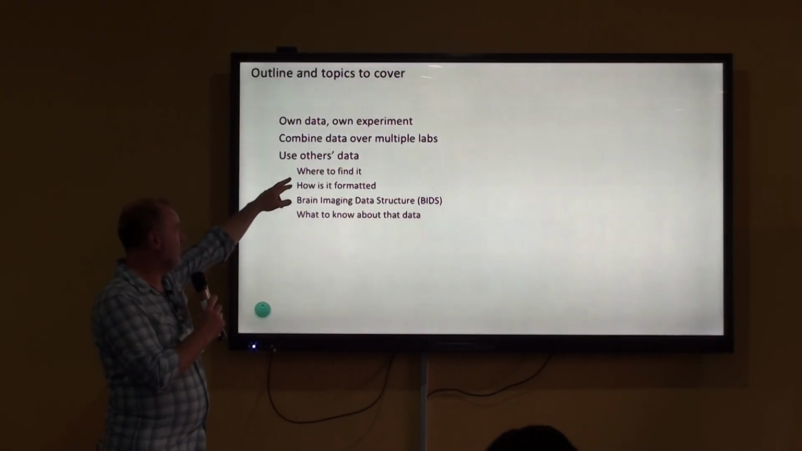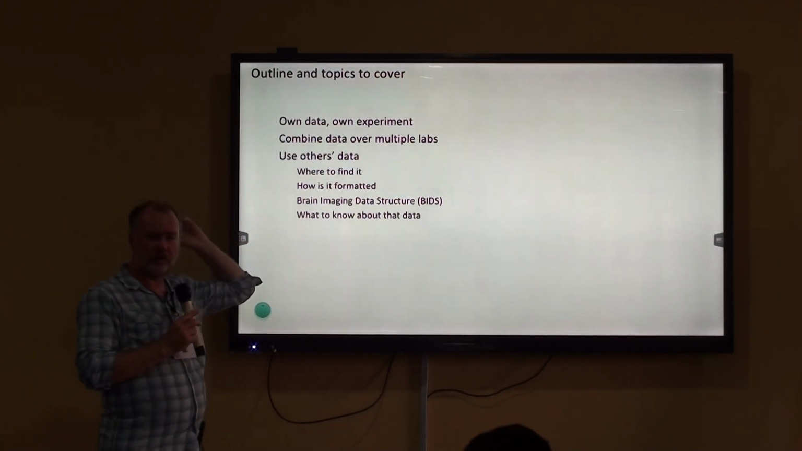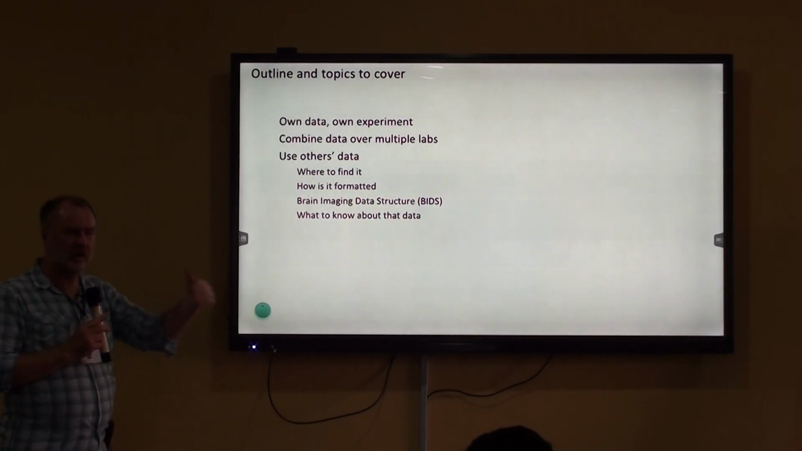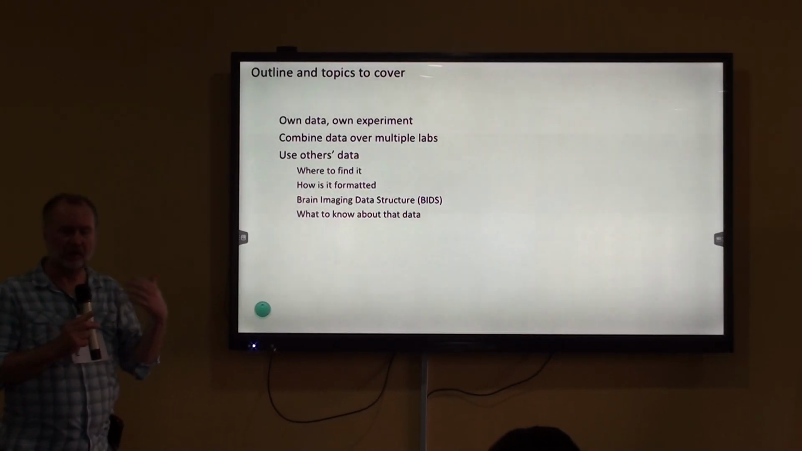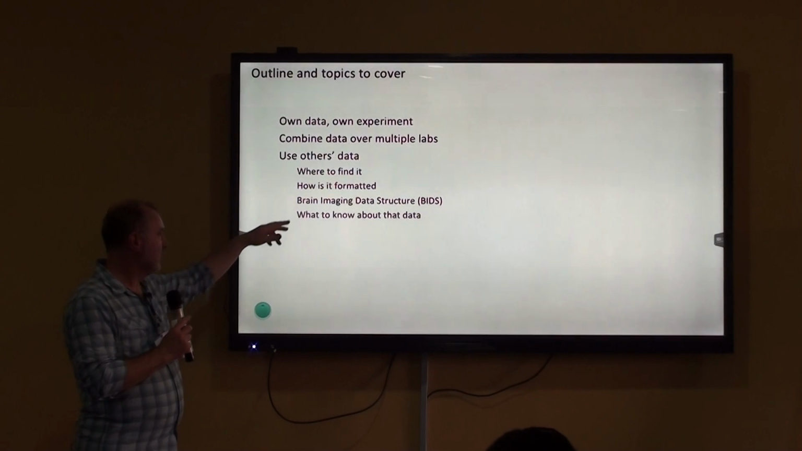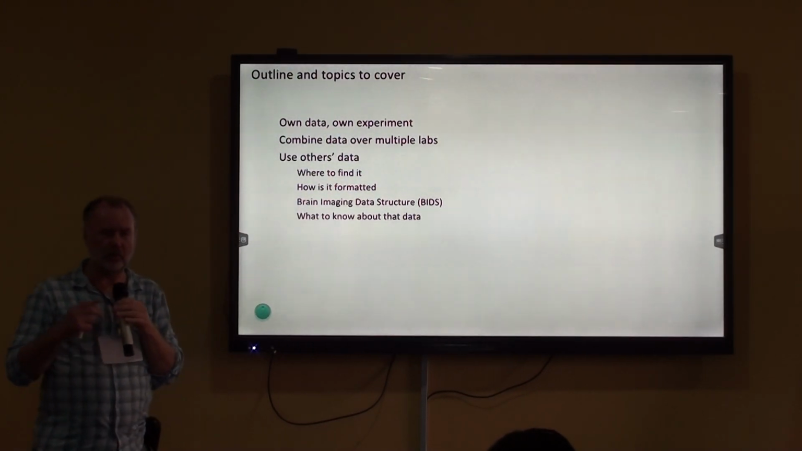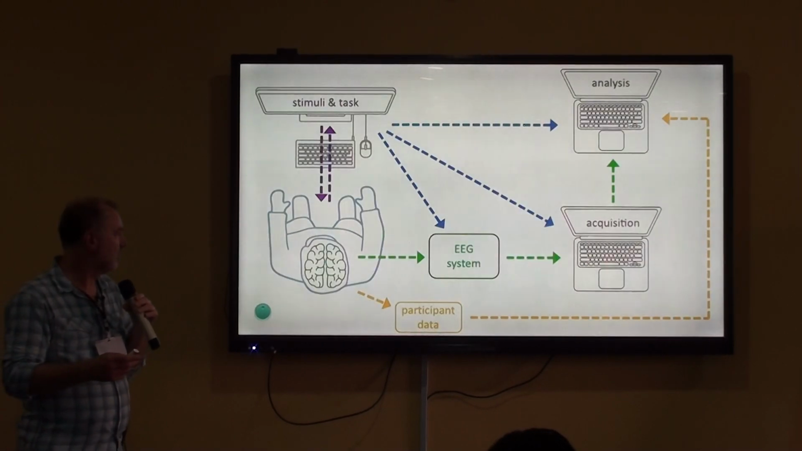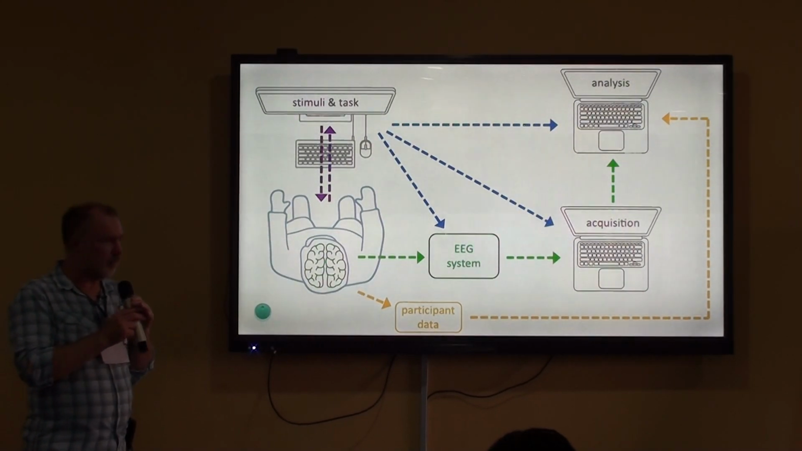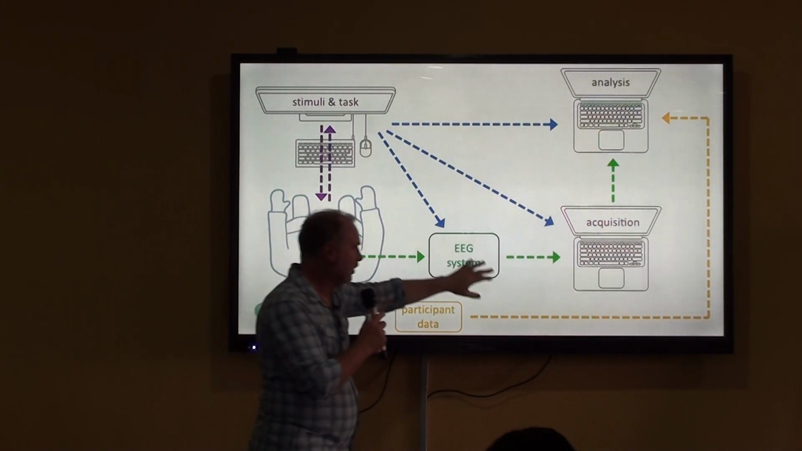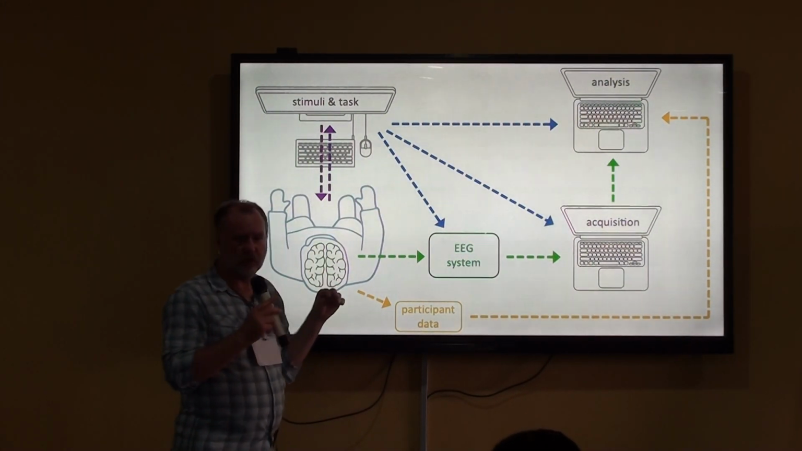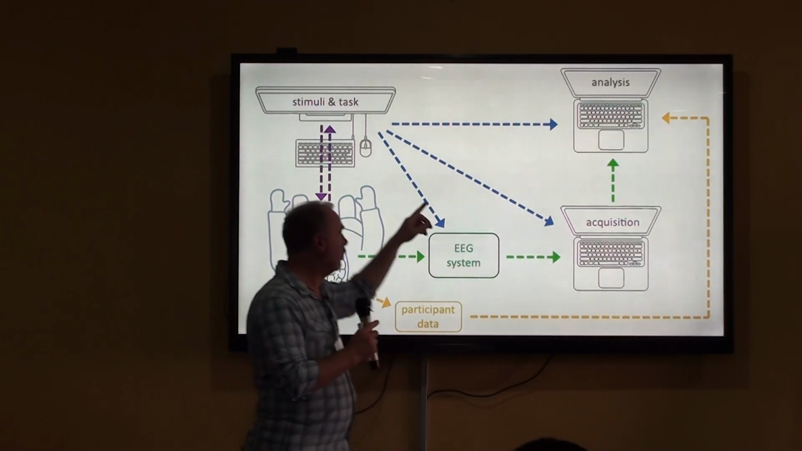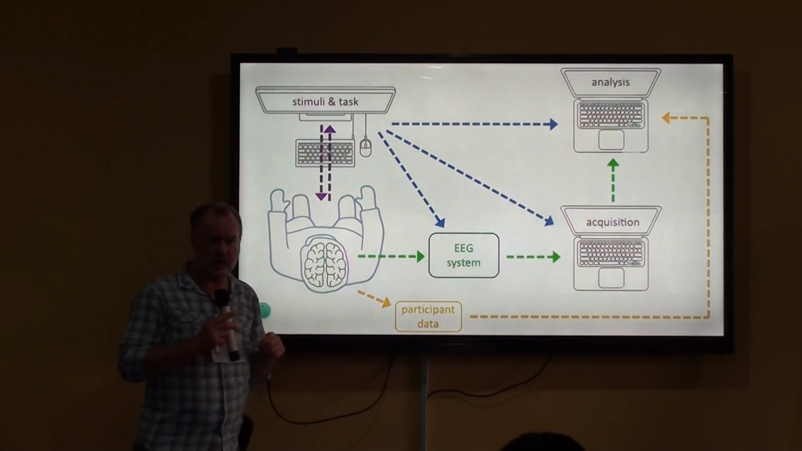So what I'm going to cover is where to find data, how data is formatted. I'm going to cover the brain EEG data structure, which is an important initiative, international project in standardizing data representation. I'm going to highlight what the important things are that you need to know from data that you're downloading from someone else. So the focus is now not so much going to be on this side, but there is still an important aspect in analyzing the data, but also knowing about what the task is in which the data was acquired.